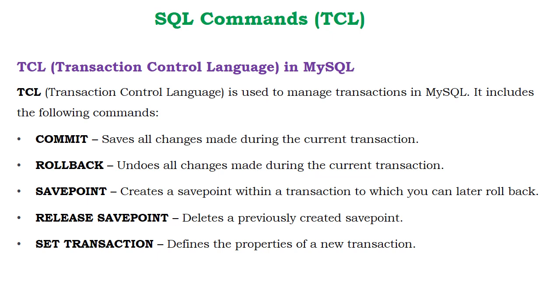Commit. It means save all changes made during the current transaction. The next one is rollback. It will undo all the changes made during the current transaction. The next one, savepoint. Create a savepoint within the transaction to which you can later roll back. And next, if you want to release the savepoint, you can release it. The next one is set transaction. Define the properties of a new transaction. We will discuss in detail with an example, one by one.